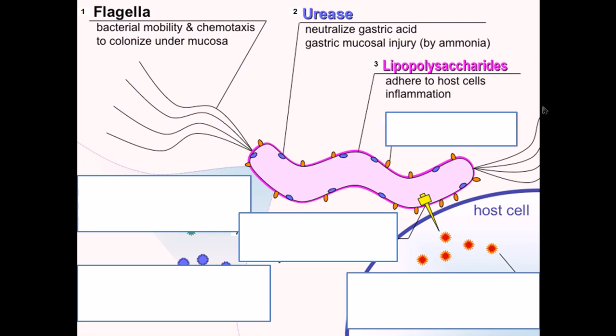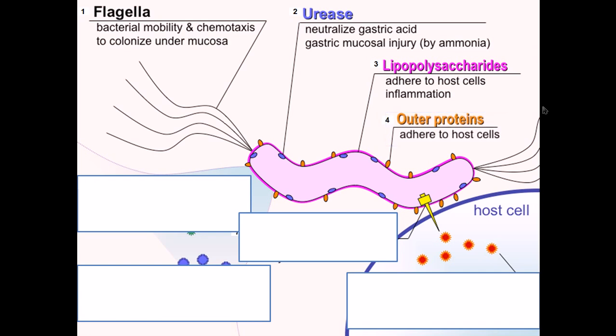Now the third important thing is lipopolysaccharide. It helps in the adherence to the host cells, and also it causes the inflammatory response, because this lipopolysaccharide can act as endotoxin. We know it is an LPS layer. It can act as endotoxin to produce toxic shock syndrome and toxic shock conditions in the host body.